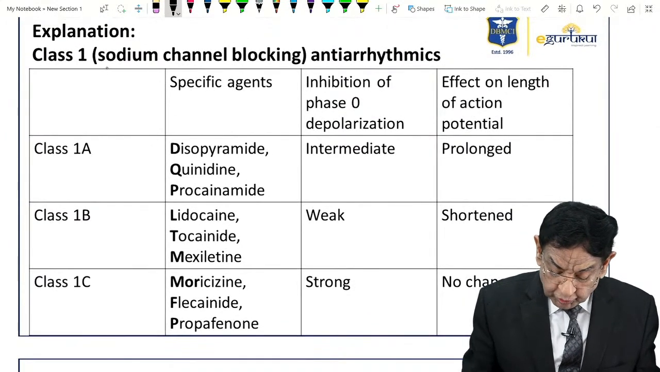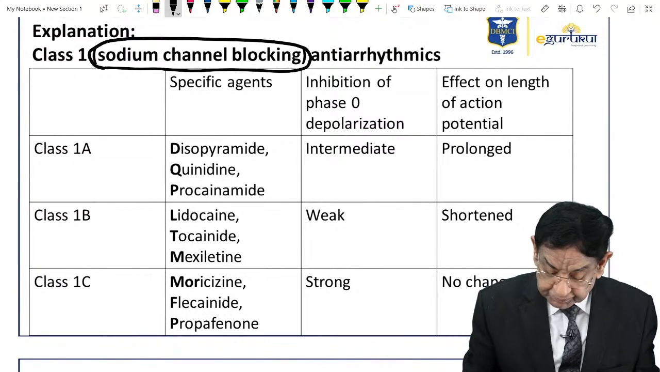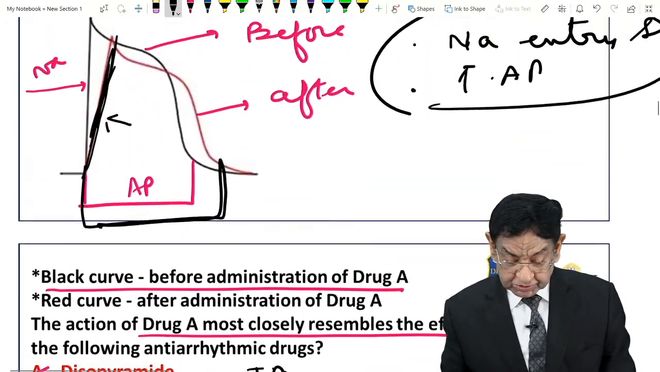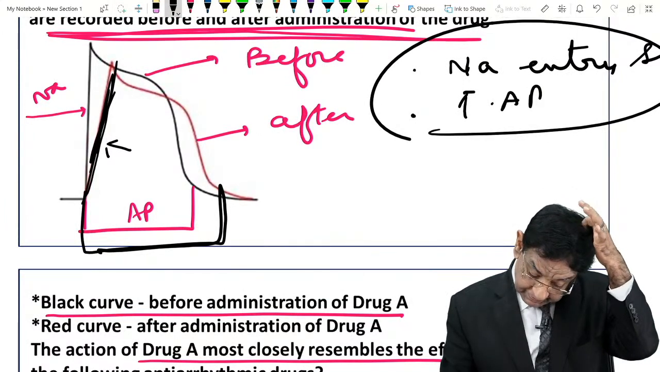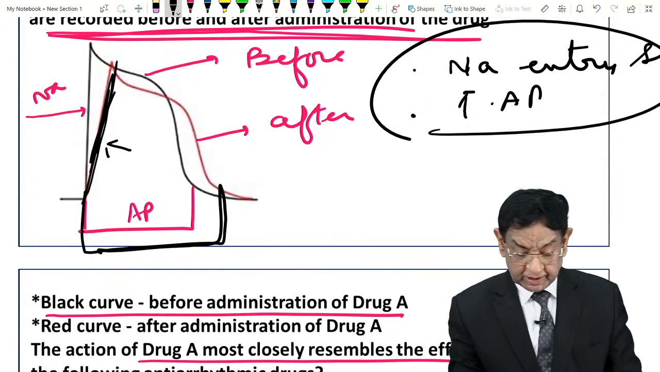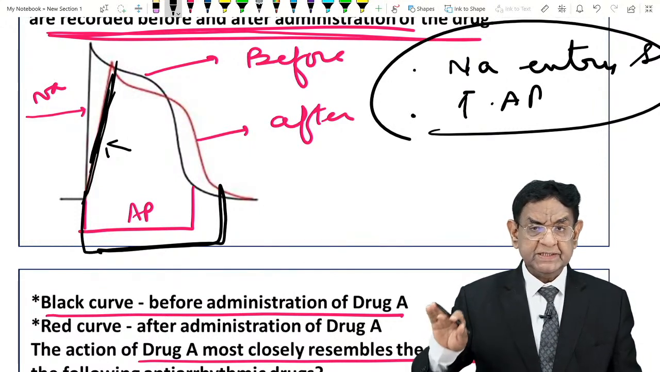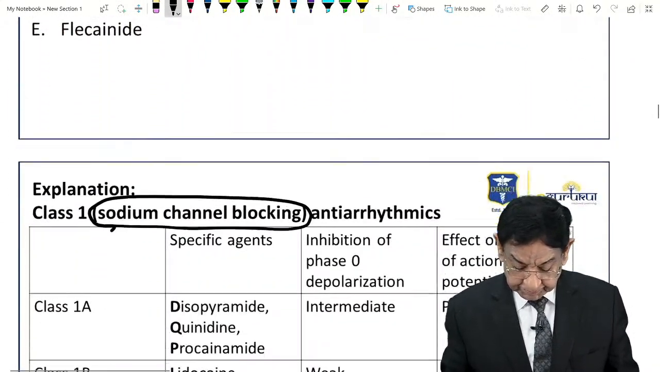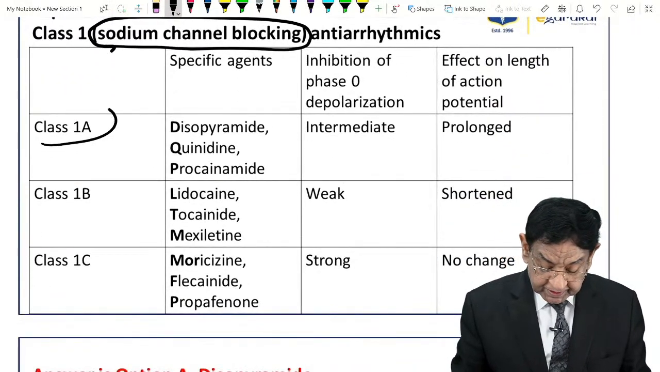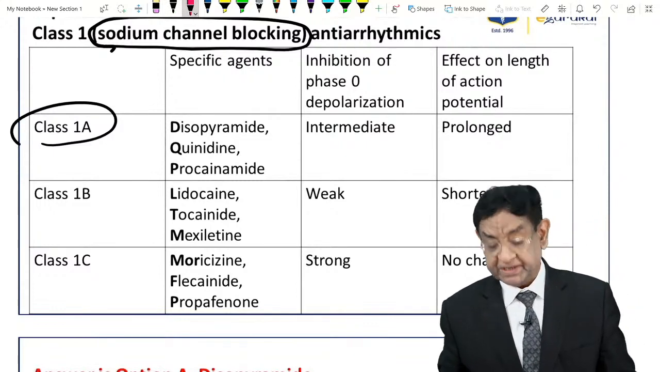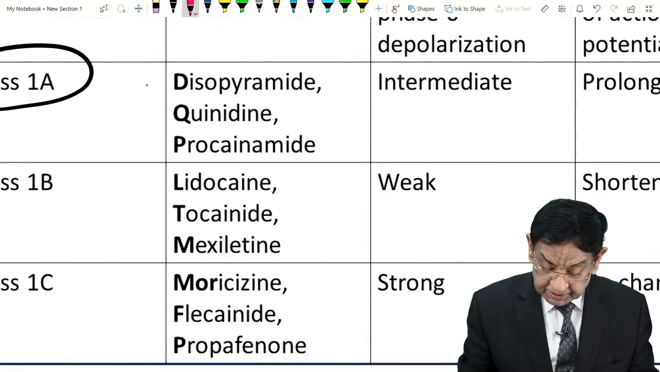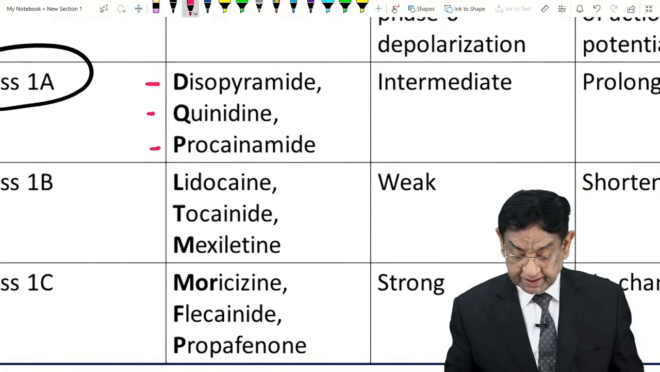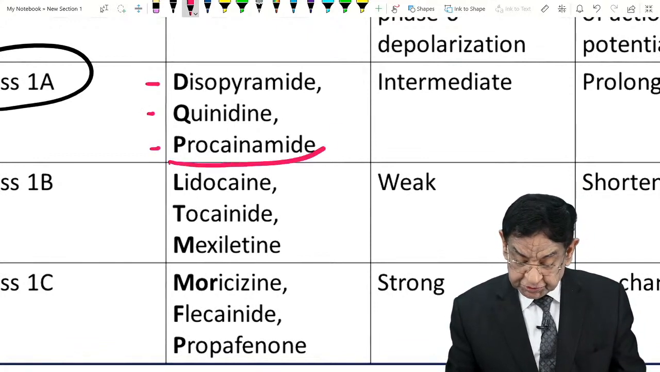Class 1 drugs are known as sodium channel blocking drugs. Well, you can see here also they have really blocked the sodium channel only. That's why the slope has gone toward the right side. Lower slope means it will really slow down the impulse generation. That's the meaning, understood. Now class 1A drugs, which are the drugs in this category? Disopyramide, quinidine and procainamide. This you should know.